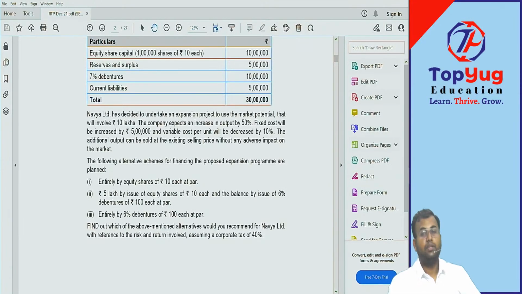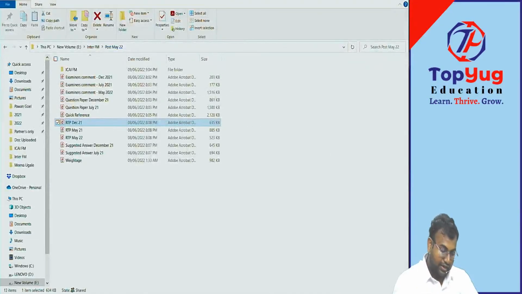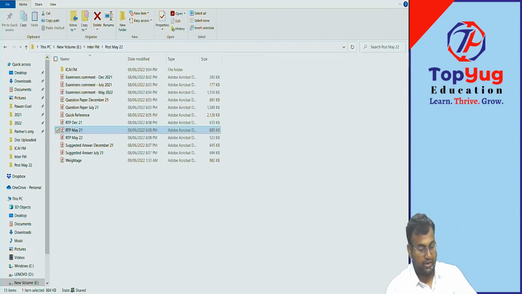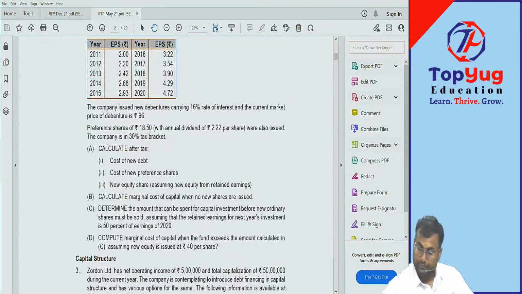Sure. Yes. So why I'm doing this, so that your confidence rises, that exam questions come like this only. Okay. Leverages done. Now we'll go to one more RTP. May 2021 RTP we will go. Again let us see a leverage problem.